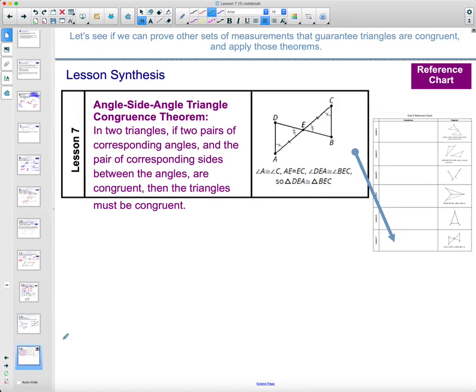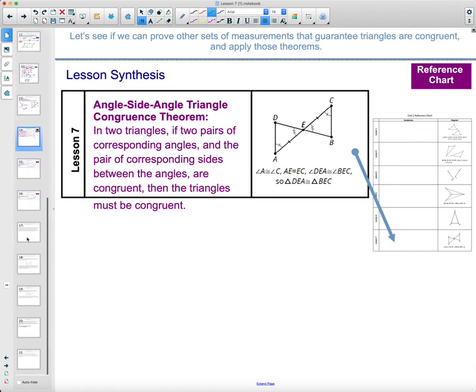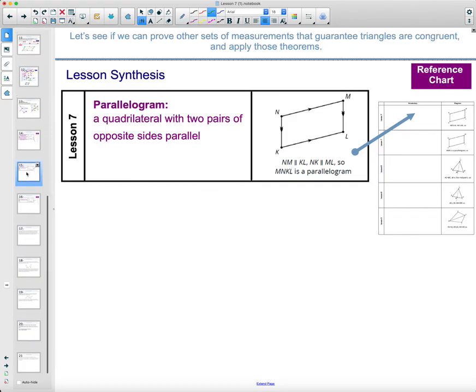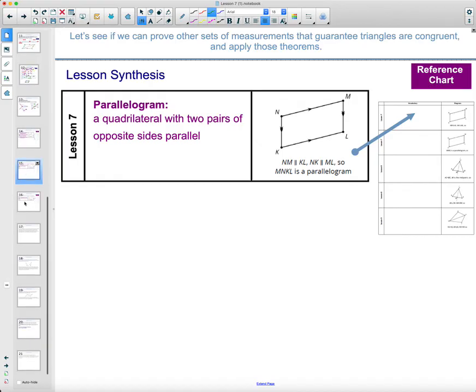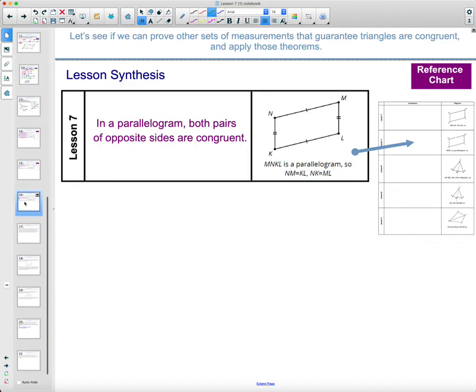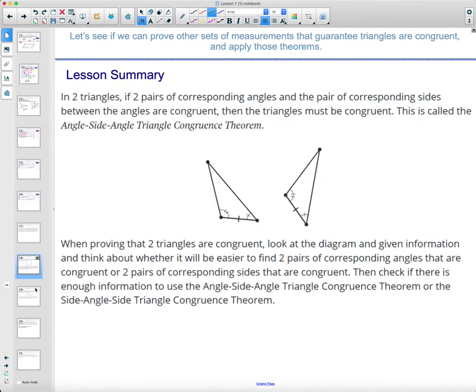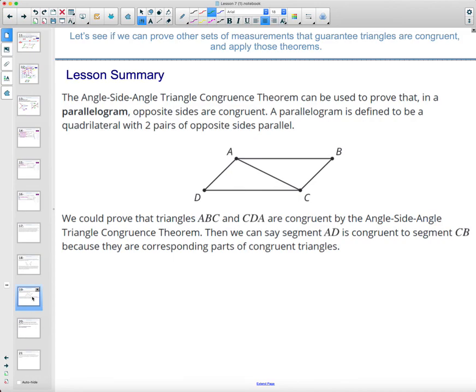So you can get this written in your reference chart about the angle, side, angle congruence theorem. You can also define a parallelogram, which was two pairs of opposite sides parallel. You can also write about parallelograms having opposite sides congruent. We proved that today. And then you can read over the lesson summary in your student workbook, remembering that we talked about angle, side, angle. And then we also looked at parallelograms and how to prove that opposite sides were congruent.